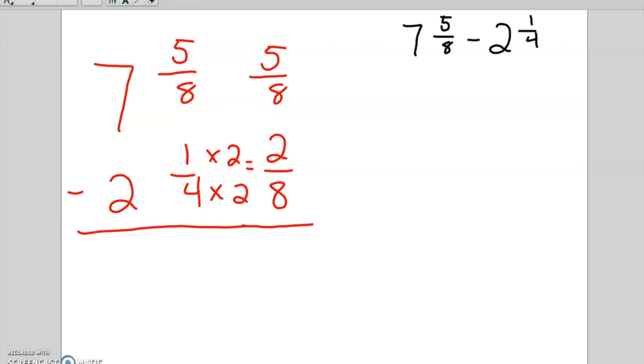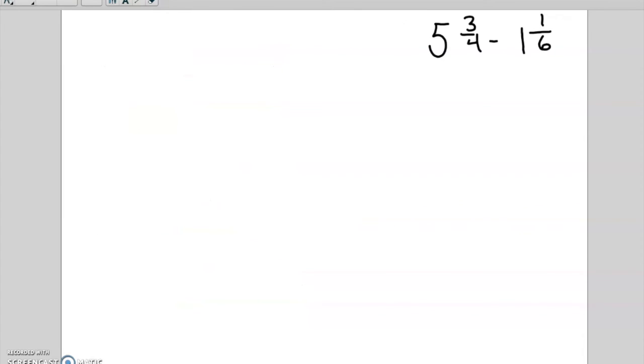Now I can subtract. 5 minus 2 is 3. Bottom stays the same. 7 minus 2 is 5. 5 and 3/8. Hope you're doing okay on this. If not, please come and ask questions. Alright, try this one.